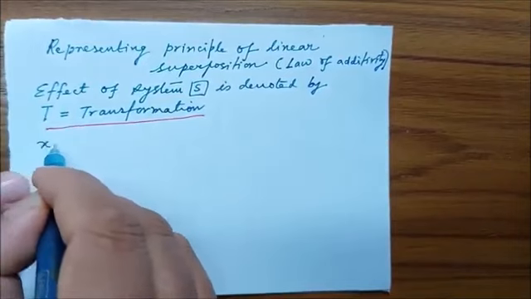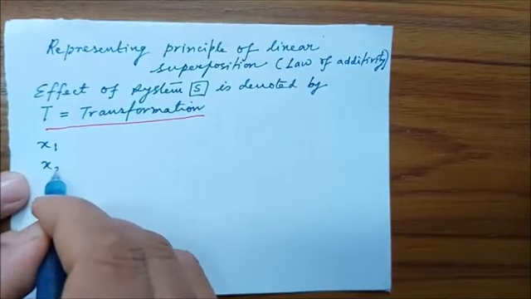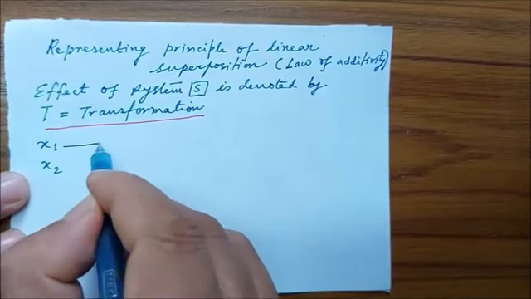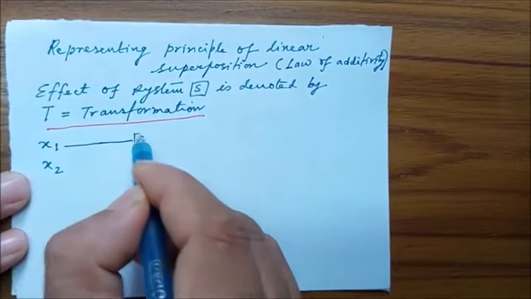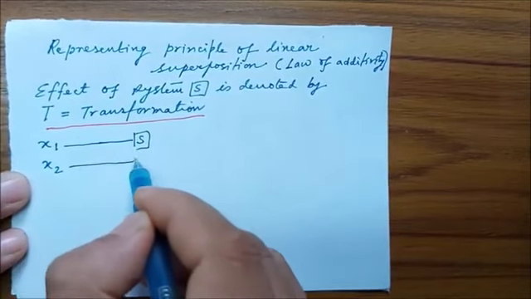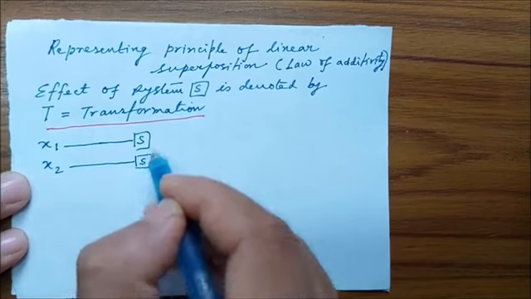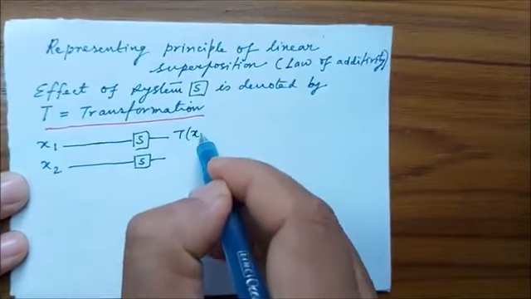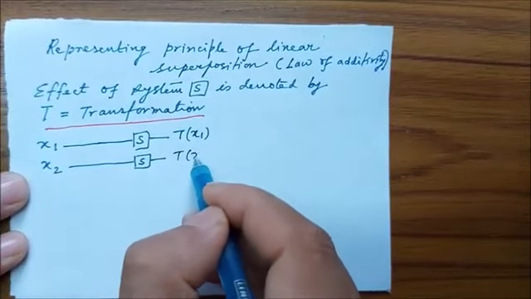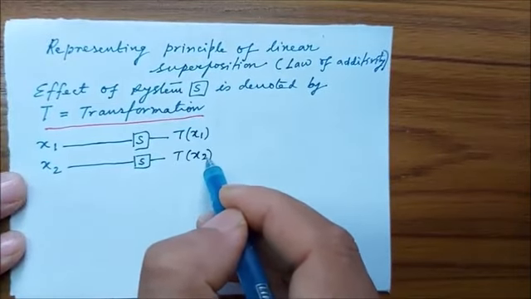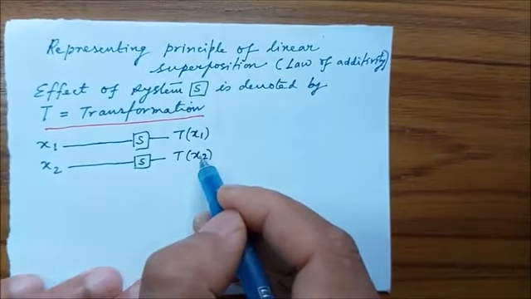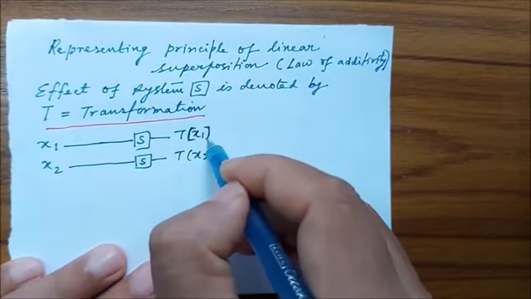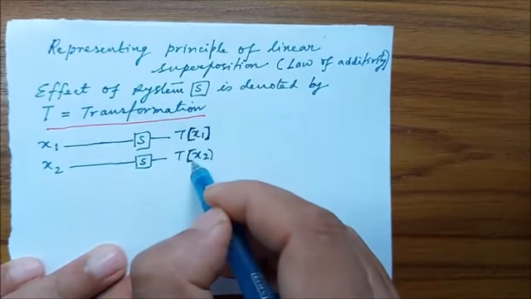So x1 is a stimulus, x2 is another stimulus, which are applied on a system, and the system responds. The response is now written in this notation, T of x1, T of x2. T means transformation. Let us write it in third brackets.